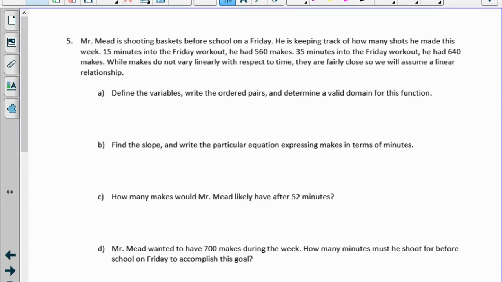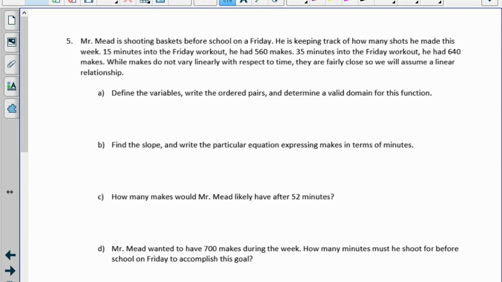While makes aren't necessarily linear with respect to time, we're going to assume so just for the interest of making the problem easier. And they're relatively linear, even though some people may be a hot or cold basketball player, like they make all their shots in a row and then miss a bunch in a row or something. We're just going to assume it's linear.